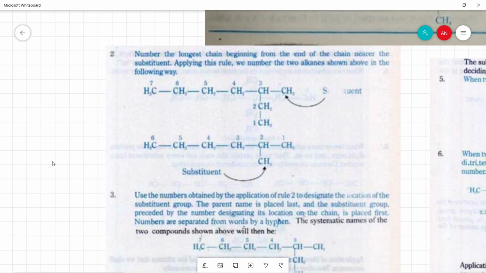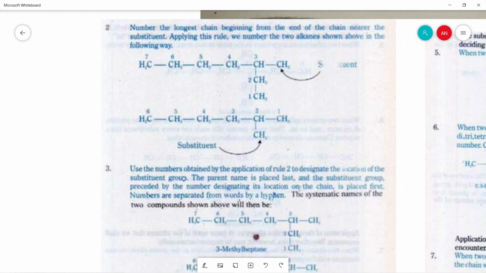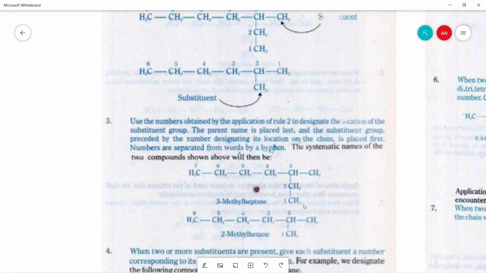Use the numbers obtained by the application of rule 2 to designate the location of the substituent group. This is main. The parent name is placed last and the substituent group preceded by the number designating its location on the chain is placed first. Numbers are separated from the words by hyphens. The systematic names of the 2 compounds shown above will then be 3-methylheptane, 2-methylhexane. How? Let's see.